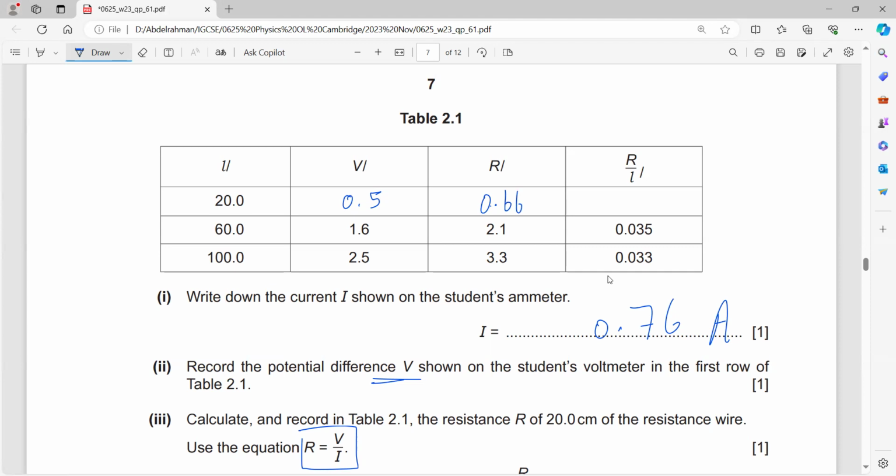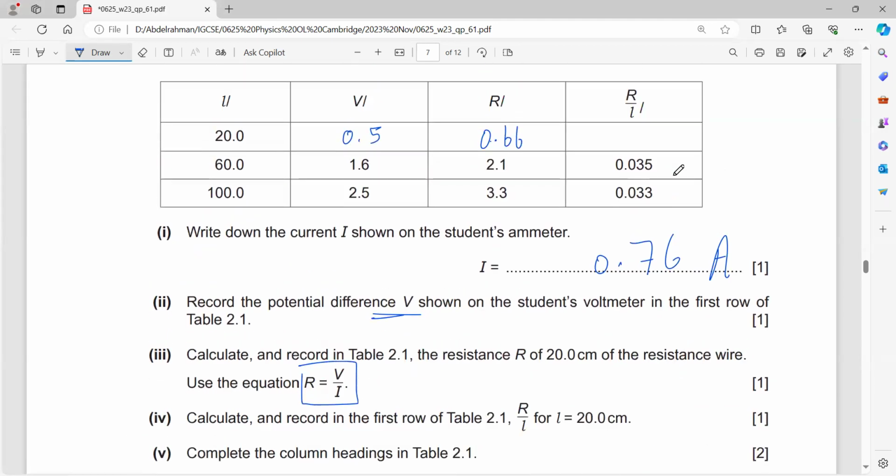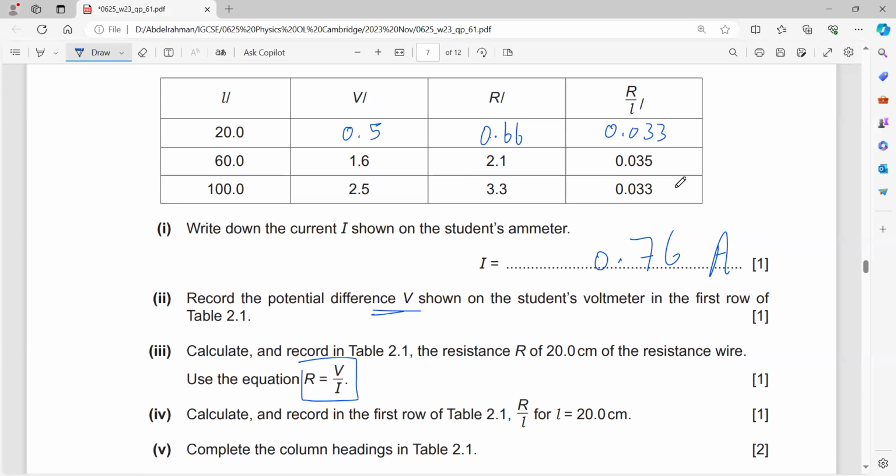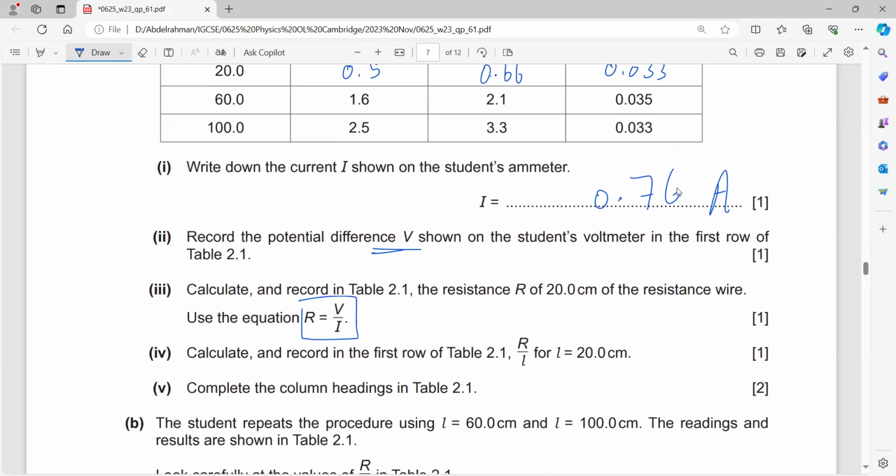Now R over L. Let's calculate R over L: R, which is 0.66, divided by L, 20. 0.66 divided by 20. Let's calculate it quickly. That would be 0.033. Notice, we took how many marks? 1, 2, 3, 4 marks out of nothing. Literally we did nothing.